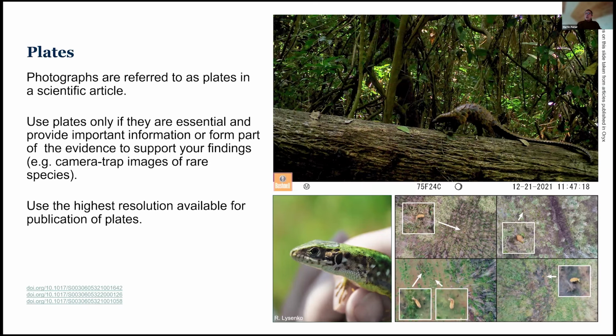Sometimes you want to include photographs. That's a useful thing to do as long as the photographs, or plates as they will be called in a journal article, are part of the evidence. So in the top figure there's a camera trap photograph, which is part of the evidence of the author's work. So that's a natural thing to include in the article.